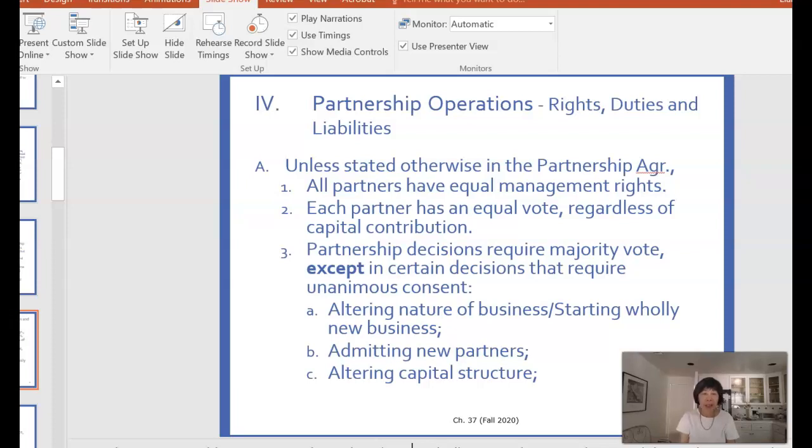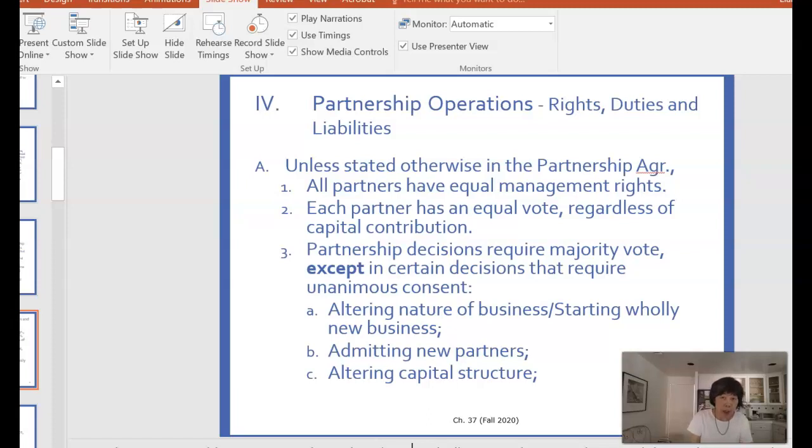Hello class, this is part 2 of chapter 37. We'll be looking at partnership operations. That would include rights, duties, and liabilities. All right, so let's take a look at what we have covered so far.